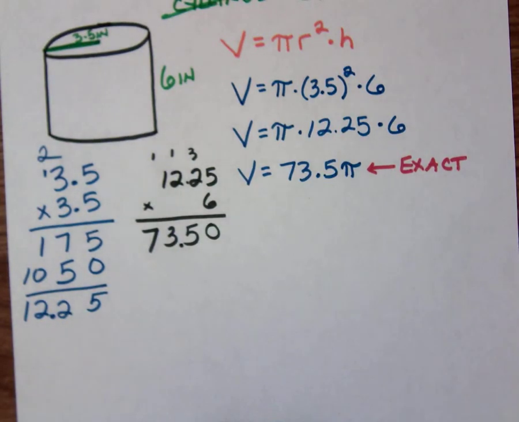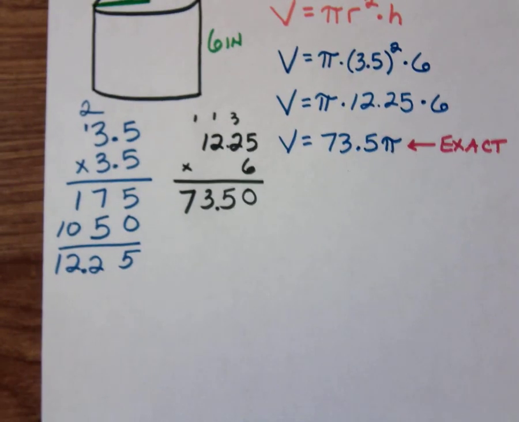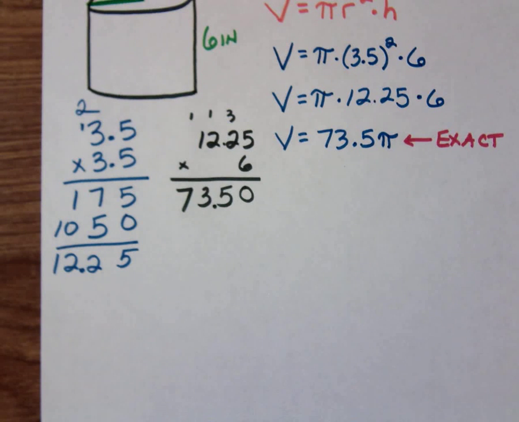And if you really had a wild hair and you wanted the approximate answer, what would we do? I would take 73.5 and I would multiply by 3.14, or multiply by 22 sevenths. 22 sevenths is an acceptable way to get that.